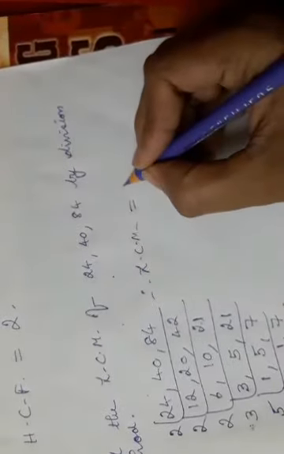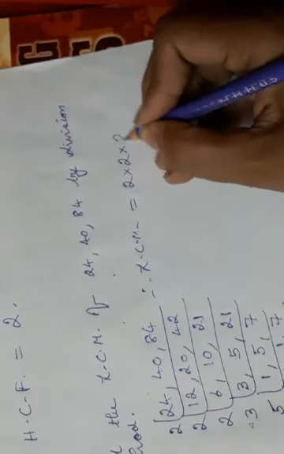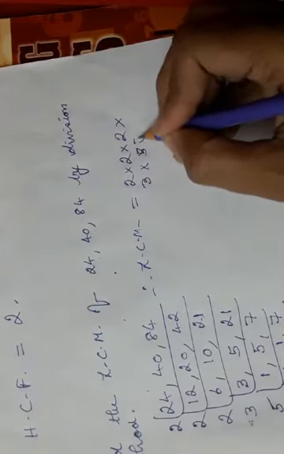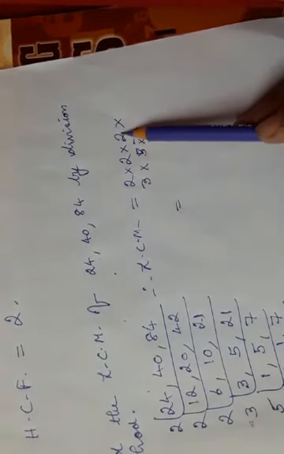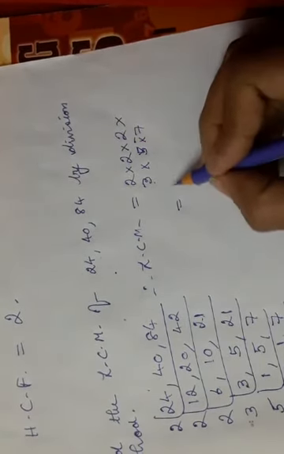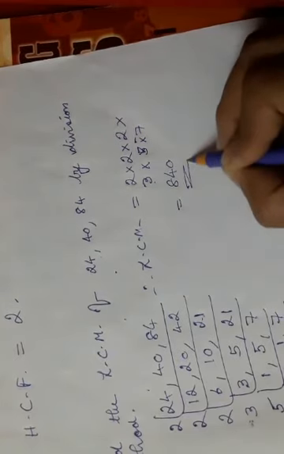So therefore LCM is equal to, what do we have to do? All the numbers we have to multiply. 2 into 2 into 3 into 5 into 7. Now multiply all the numbers. 2 2s are 4, 4 2s are 8. 8 5s are 40. 40 3s are 120 and 120 7s are 840. So this is our answer.